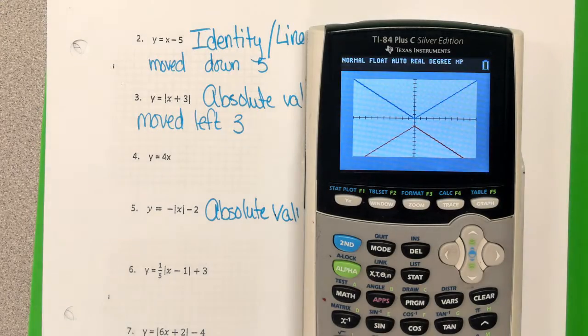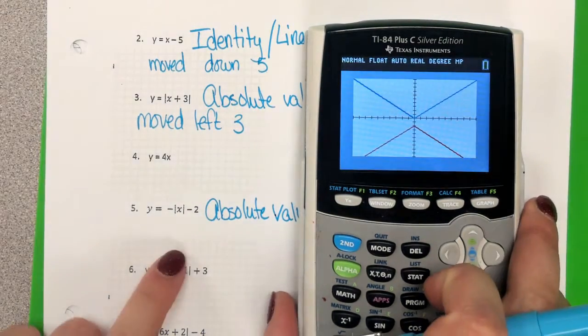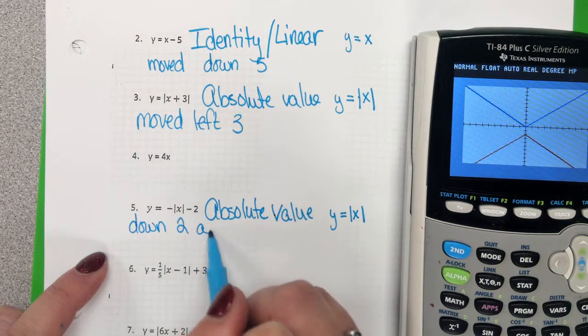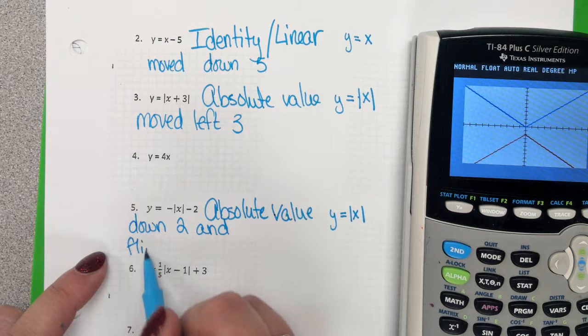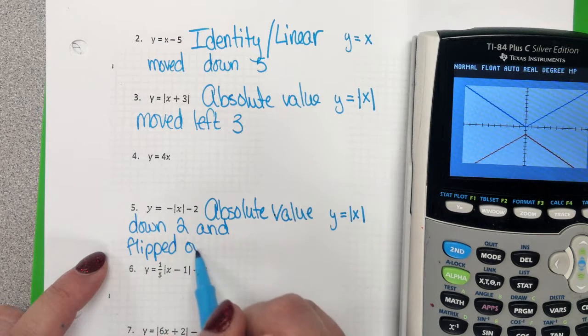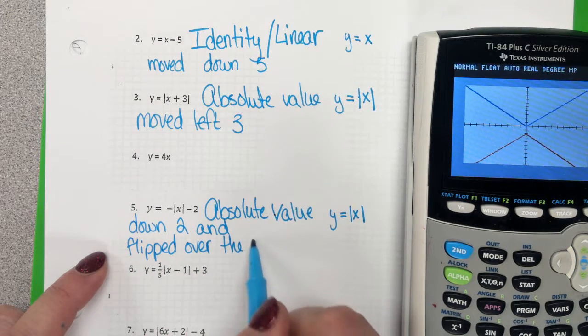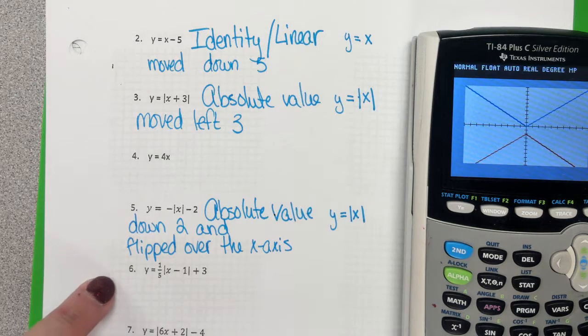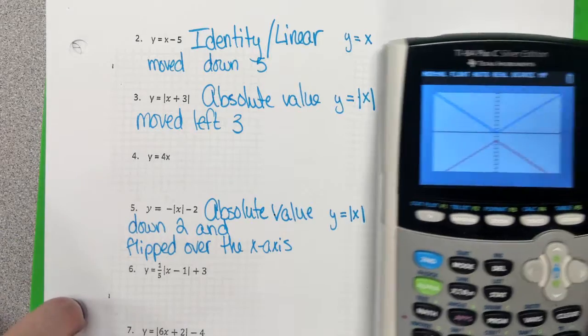All right, what happened? Moved down 2 and flipped over the x-axis. Oh, perfect. I love your wording. Very good. It moved down 2, and it flipped over the x-axis. You can't just tell me it flipped. You have to tell me it flipped over the x-axis, okay? Y'all good with that one? All right. Let's do 6 and 7, and then we'll come back to 4, okay?